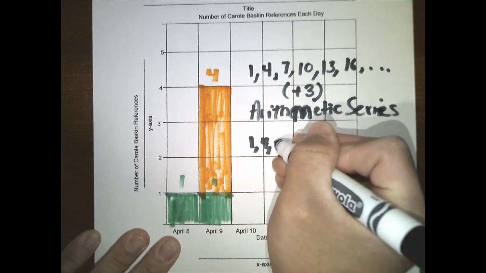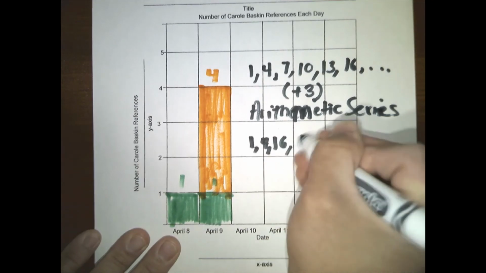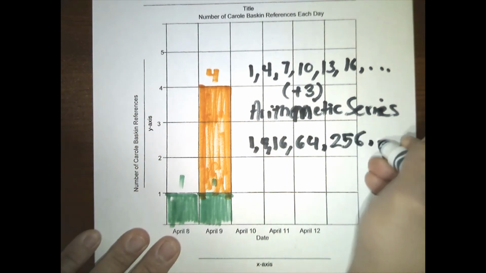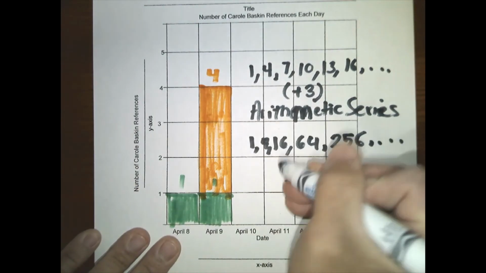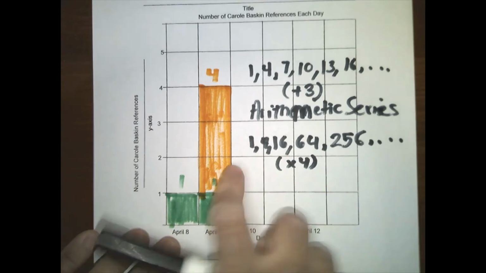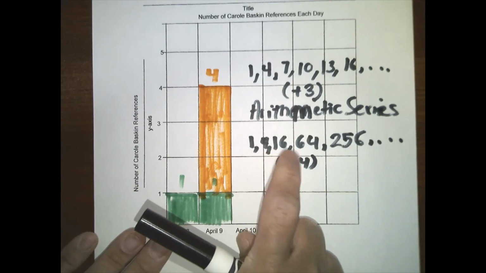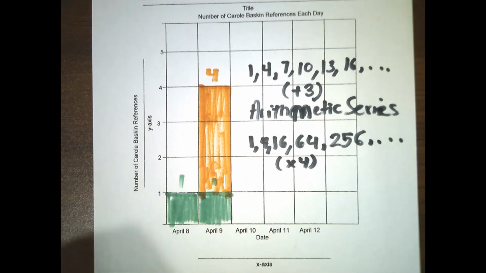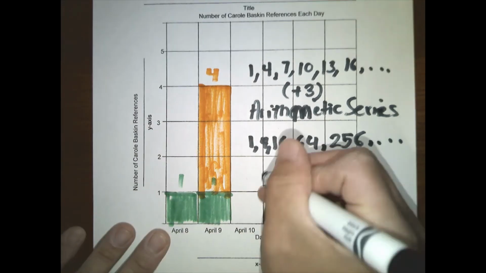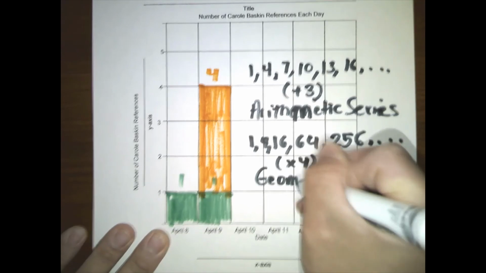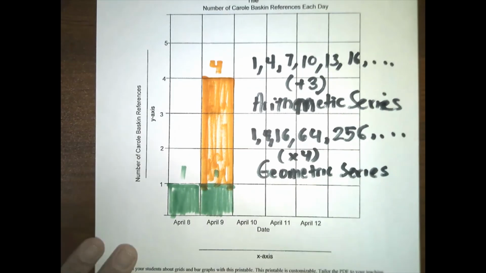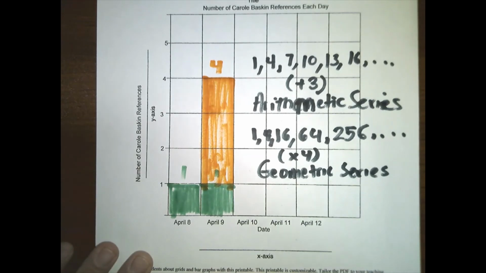And then, well, let's say that I'm not actually sure what happens after 4, and it's 1, 4, and then 16, 64, and 256. Well, then I'm multiplying by 4 every day. 1 times 4 is 4, 4 times 4 is 16, 16 times 4 is 64, and then you see I have a sort of geometric series for how the number of Carole Baskin references is growing each day.